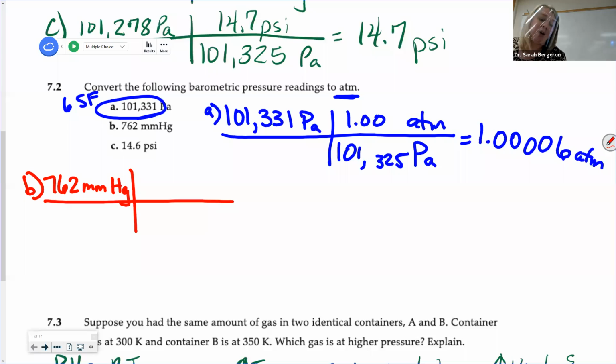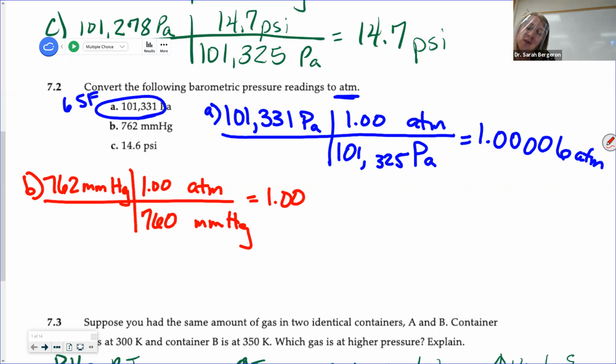All right, so we want to get rid of millimeters mercury. Do we have a conversion factor between millimeters mercury and ATM? Yes, we do. What is it? In 1 ATM, we have 760 millimeters mercury. So what do we get? 3 sig figs, 1.00 ATM.